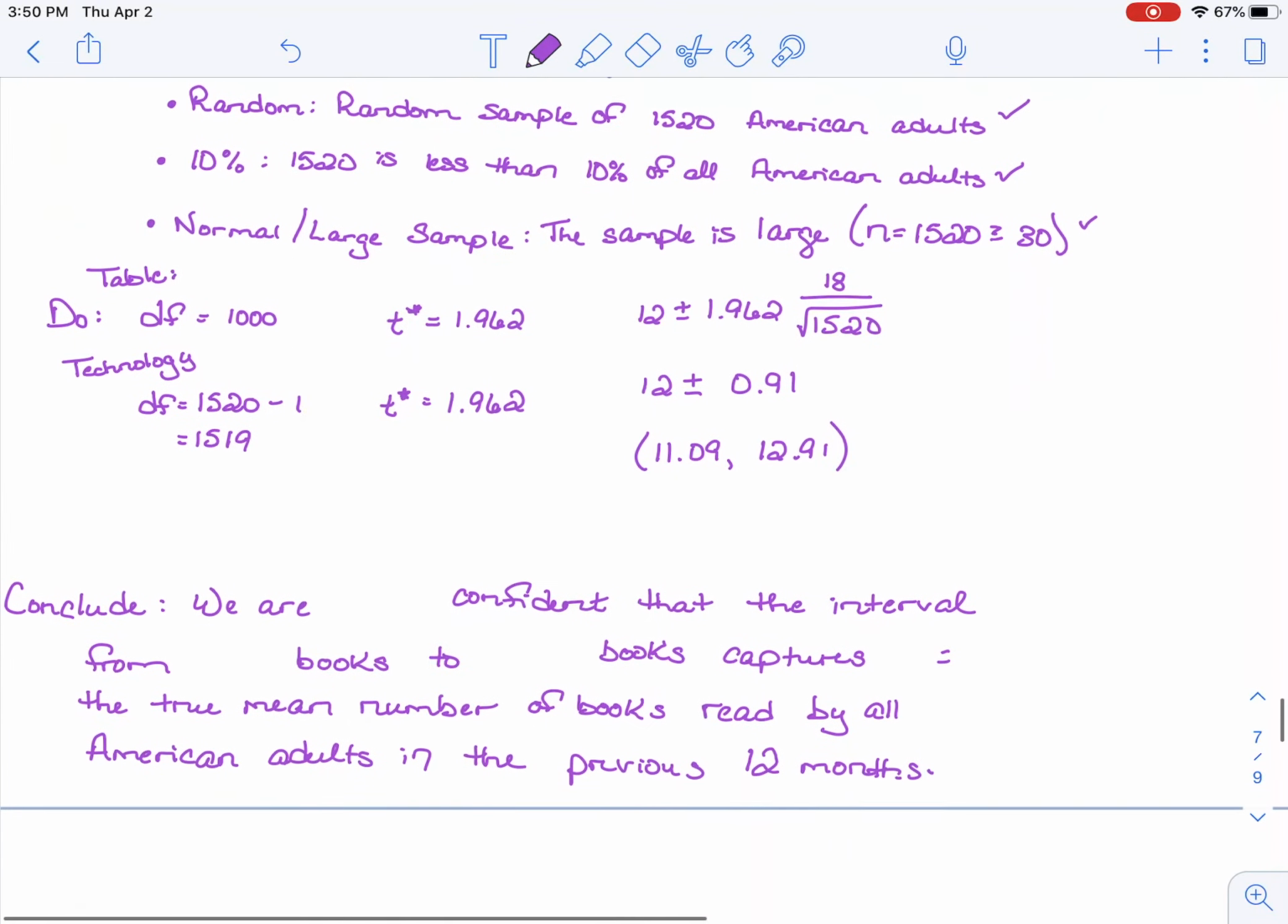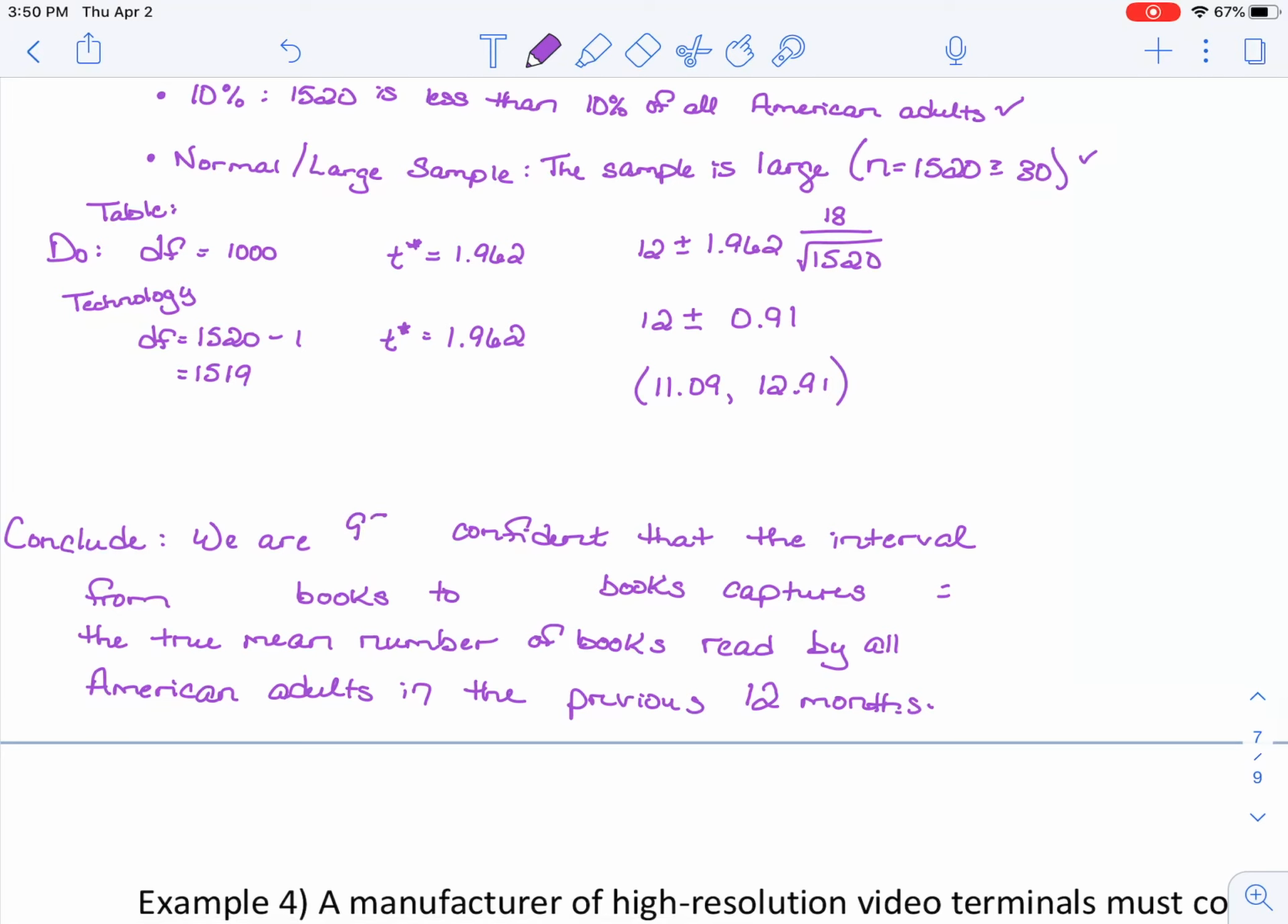We didn't have to find what the distribution looked like. So now I'm going to go ahead and conclude this. We are 95% confident, which means we have created this in such a way that 95% of samples created like this would have an interval that captures the mean. So it's not 95% probability, but 95% of this process will end up being correct. So the interval from 11.09 to 12.91 books captures, again, the mean for our population, and then in the context of what we're talking about.